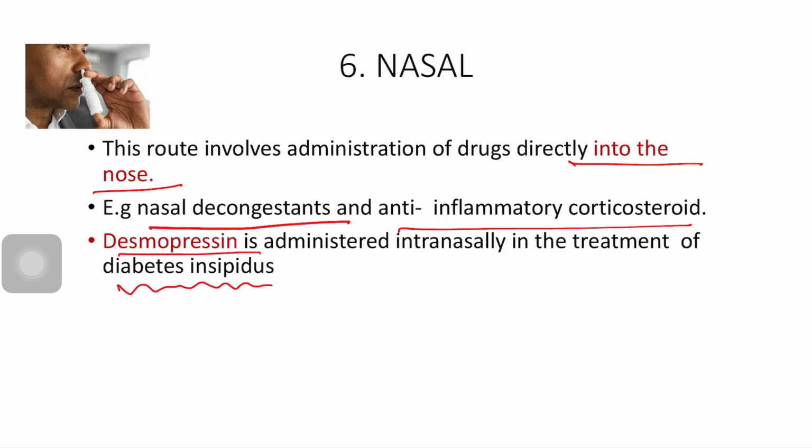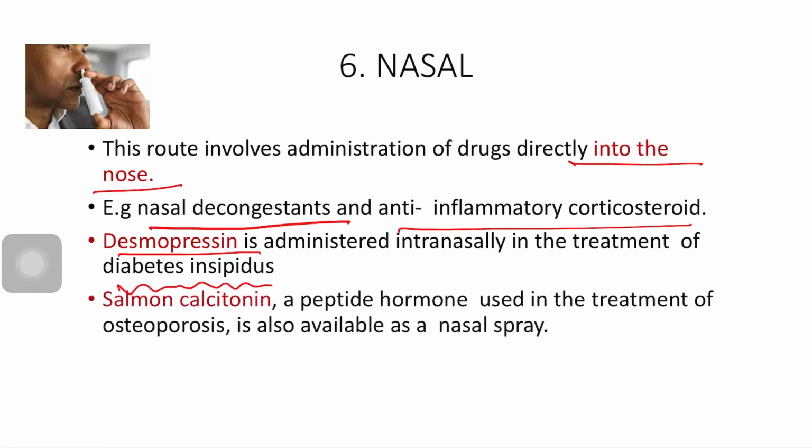You need to memorize a few examples of that particular route. Two things are asked in your examination: one is the different routes and which drugs are given through those routes, and the other is the advantages and disadvantages. These kinds of questions are asked in your theory or practical examinations. We can also give salmon calcitonin, one more drug, which is a hormone used in the treatment of osteoporosis through a nasal spray.